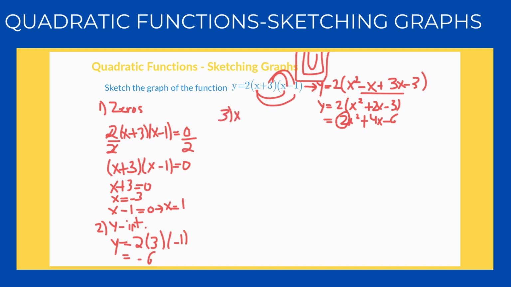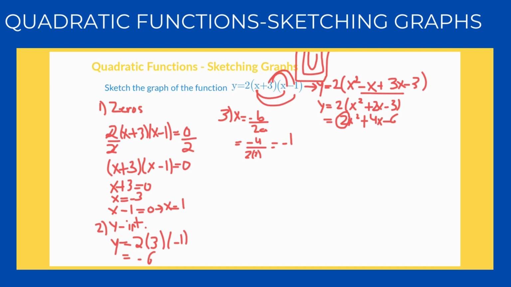So x is negative b over 2a. Negative b is negative 4, because b is the coefficient of x, which is 4, and 2a is 2 times 2, which is 4, because a is the coefficient of x squared, which is 2. So negative 4 over 2 times 2, the answer is negative 1. So that's the x-coordinate of the turning point, which is a minimum point.